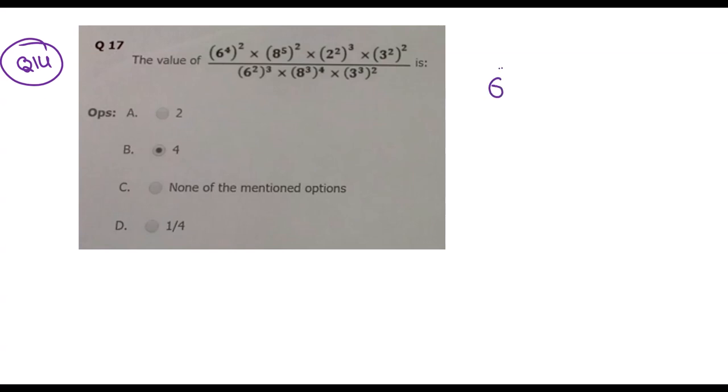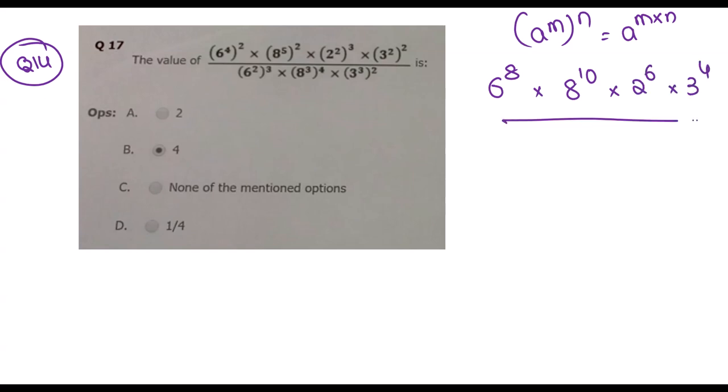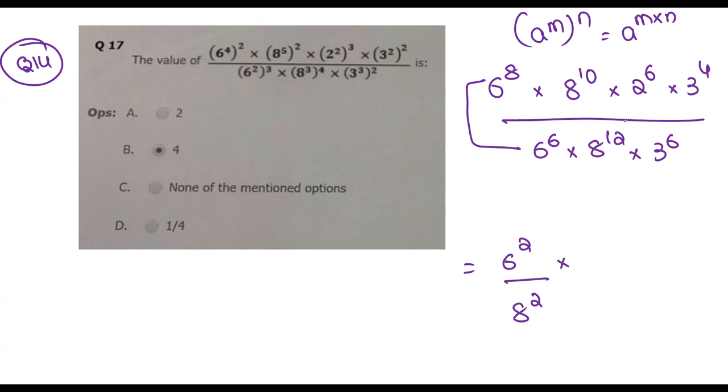First, the 6 power 4 whole power 2 means that's multiplication. Everybody knows a power m whole power n is a power m into n. Right? So 6 power 8, 8 power 10, 2 power 6, 3 power 4, 6 power 6, 8 power 12, 3 power 6. Now what you can do, this 6 and 6 will become 6 power 2 in the numerator. Here the denominator will be 8 power 2, let it be, no problem. This is 2 power 6. Here the denominator will be 3 square, 3 power 4.